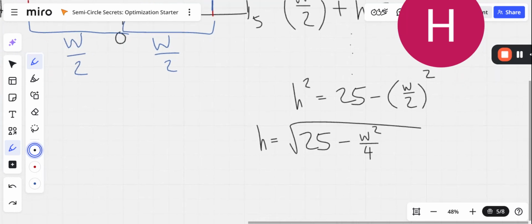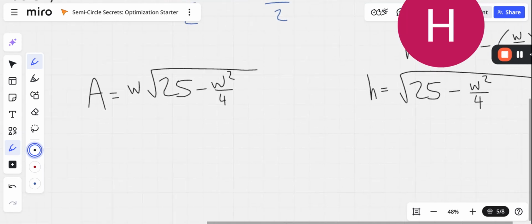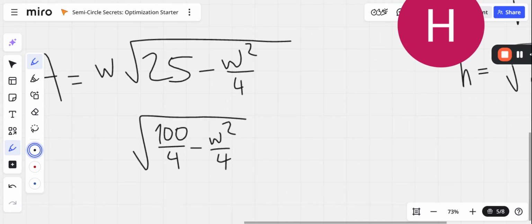We're just going to presume that it's positive height. And that makes it pretty easy to express our area now, because our area, therefore, is just going to be w times the square root of 25 minus w squared over 4. Now, it would be nice if we could clean this up a little bit, and we can. We have some terms inside of the square root which don't have the same denominator, so we can call this 100 over 4 minus w squared over 4, right? 25 is just 100 over 4.